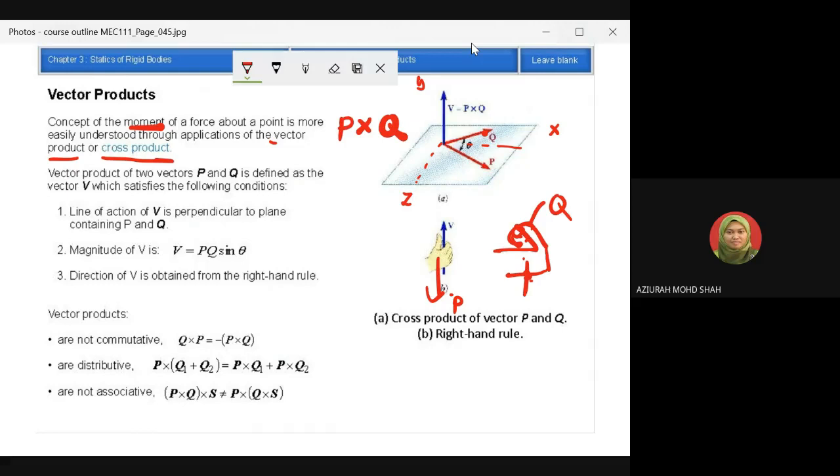Boleh follow tak setakat ni? Can you follow? Yang Q tu macam mana, macam tak berapa faham. Apa dia? Yang Q tu. Yang arah Q tu. Okay, jap. Arah Q lah.